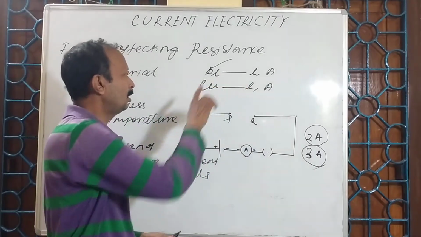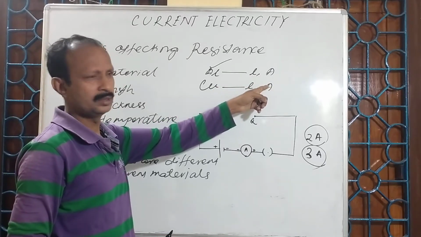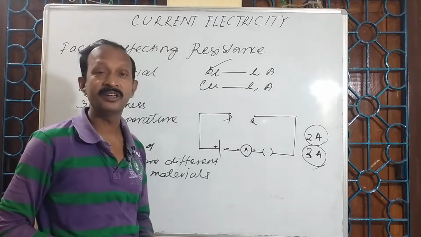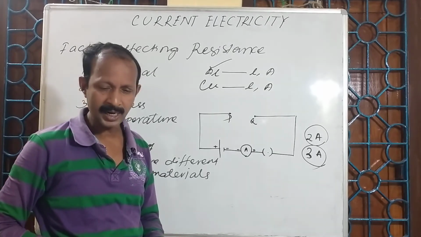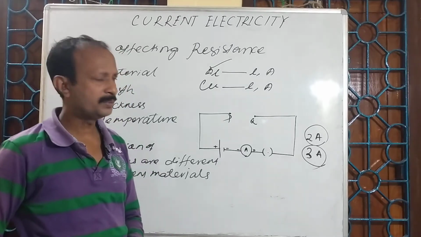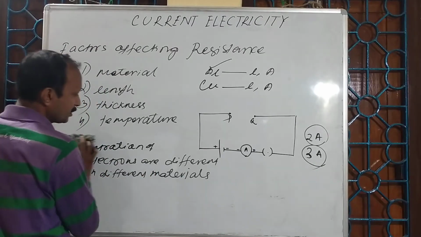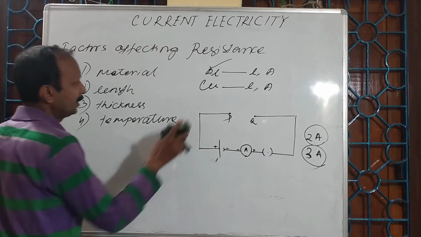Now we took the same dimensions, but the metals we have taken here are different. Their nature is different. So the nature of the material decides the resistance of the conductor, or you can say the resistance of the resistor. Second point, length.